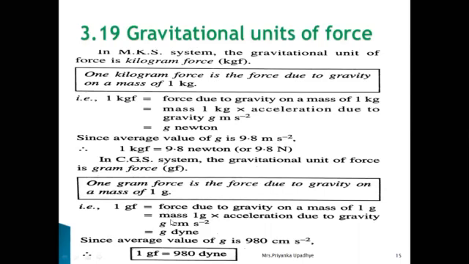So that is 1 gram into acceleration due to gravity. Therefore, it is gram into centimeter per second square, which is dyne. The average value of g is 980 centimeter per second square. That we can write as 1 gram force is equal to 980 dyne.